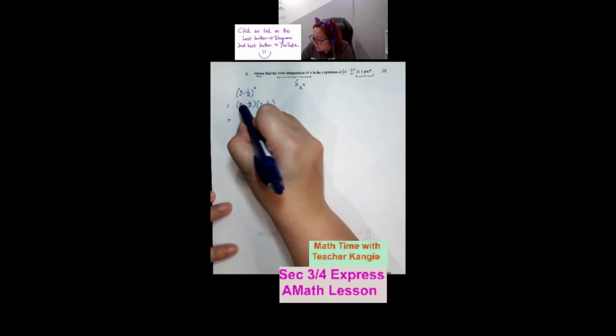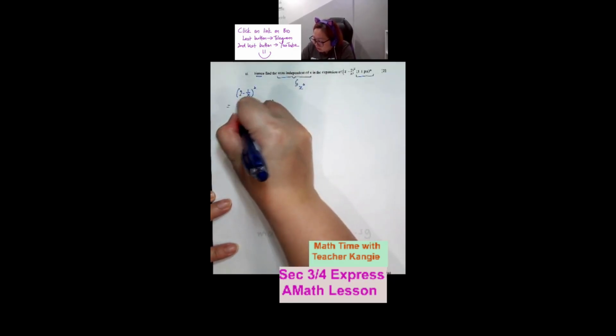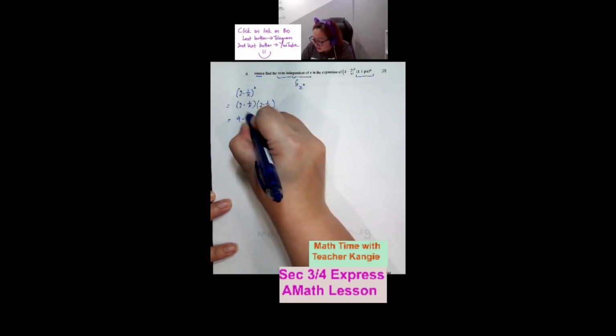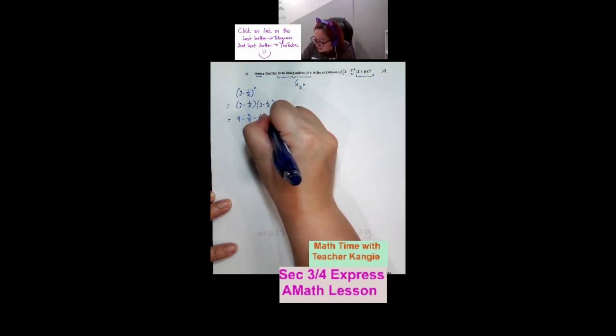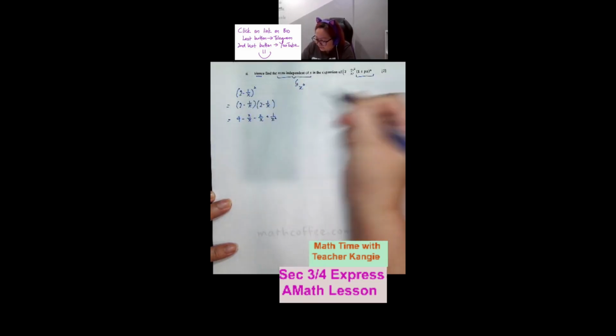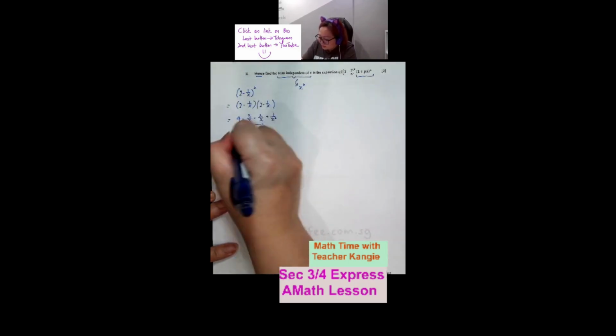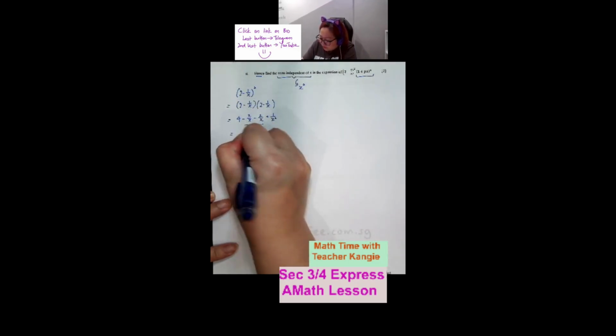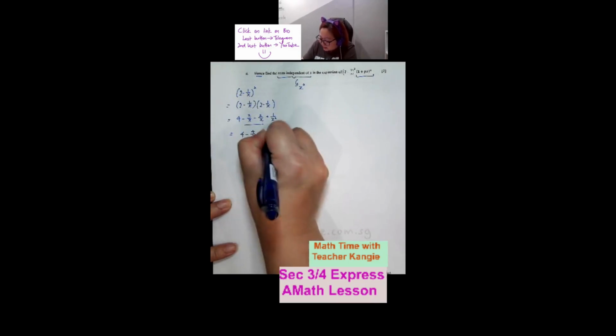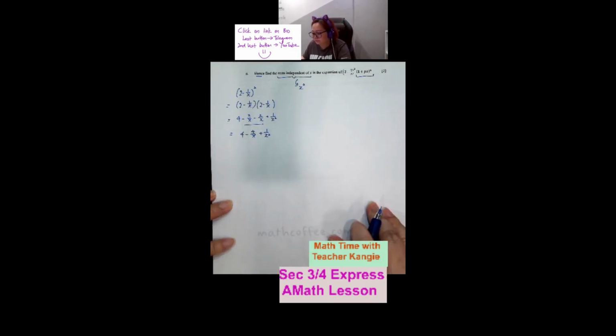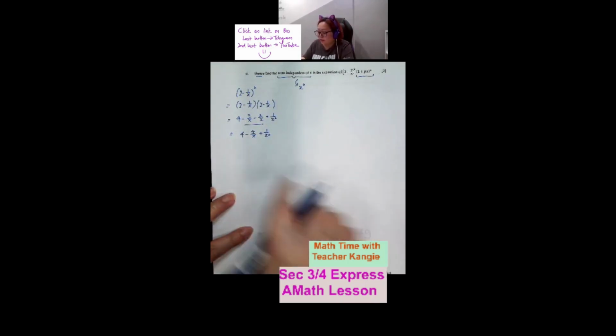So let's rainbow. 2 times 2, so we have a 4. This multiplied by this, I have minus 2 over x. This multiplied by this, I have minus 2 over x. And this multiplied by this, I have plus 1 over x squared. These 2 are like terms, we can simplify, so it's actually 4 minus 4 over x plus 1 over x squared. Okay, so why do I need to expand this?